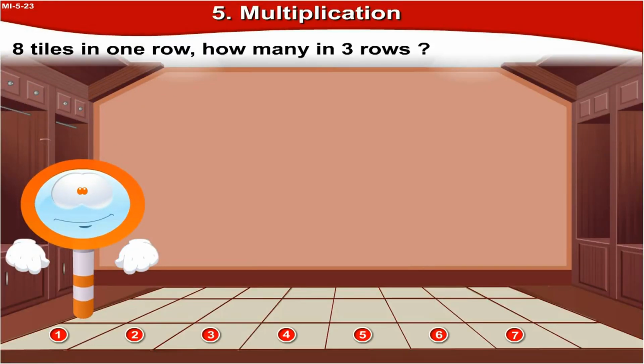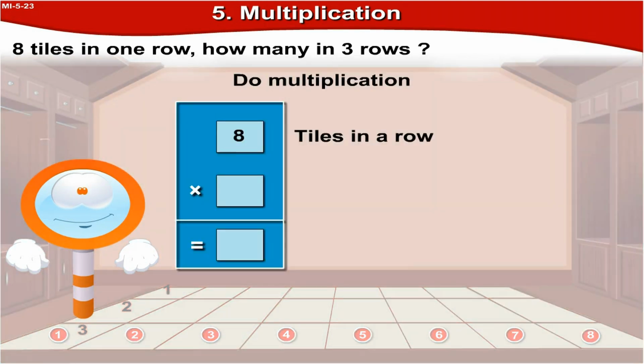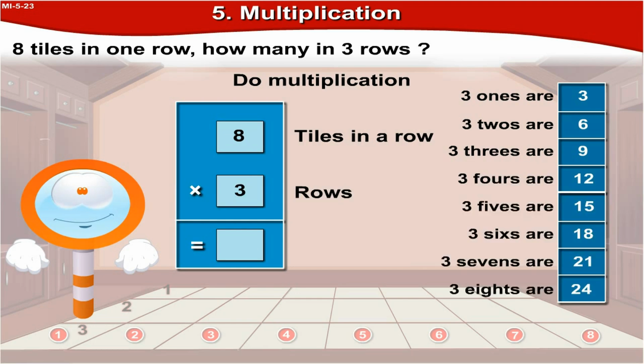Eight tiles in one row. How many tiles in 3 rows? Well, there are 8 tiles in a row, and there are 3 rows. Now, let us say the 3 times table up to 3 eighths. So 3 eighths are 24. 24 is the total number of tiles.